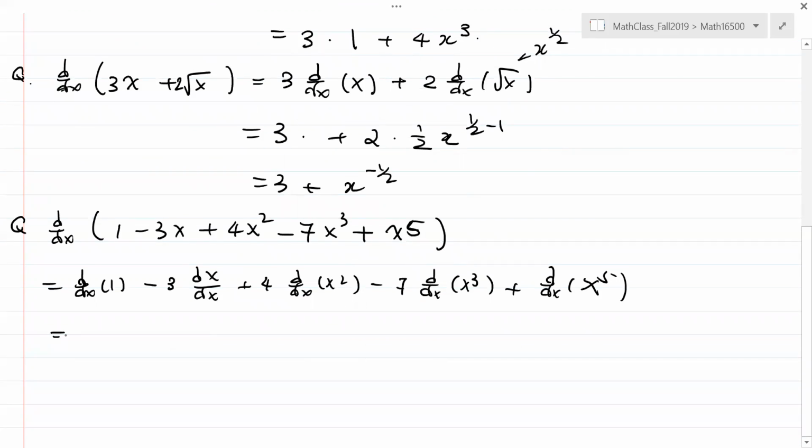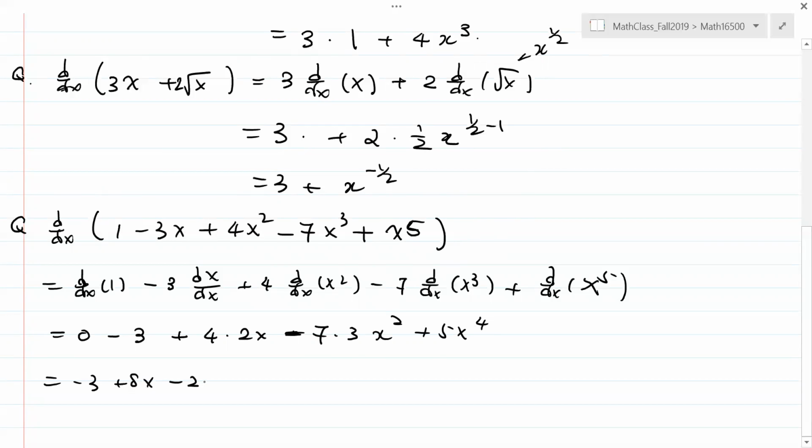Then you simplify it to 0, minus 3, plus 4 times 2x, minus 7 times 3x squared, and plus 5 times x to the 4th. Then you simplify a little bit. It's going to be negative 3 plus 8x minus 21x squared plus 5x to the 4th.